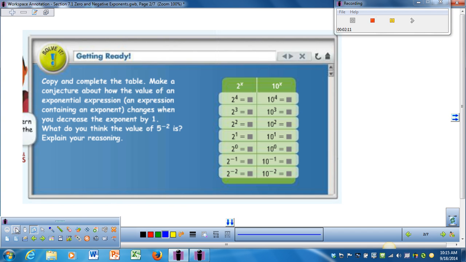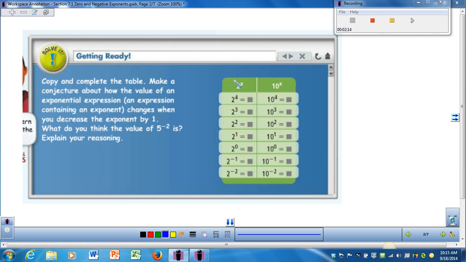Okay, so let's talk about exponents a little bit. I have 2 to the x, I have a column of 2 to the power, and I have a column of 10 to the power. This is your second page, flip over. What does 2 to the 4th mean? 2 times 2 times 2 times 2 is 2 to the 4th. And what does that equal? 16. All right. And then 2 to the 3rd means what?